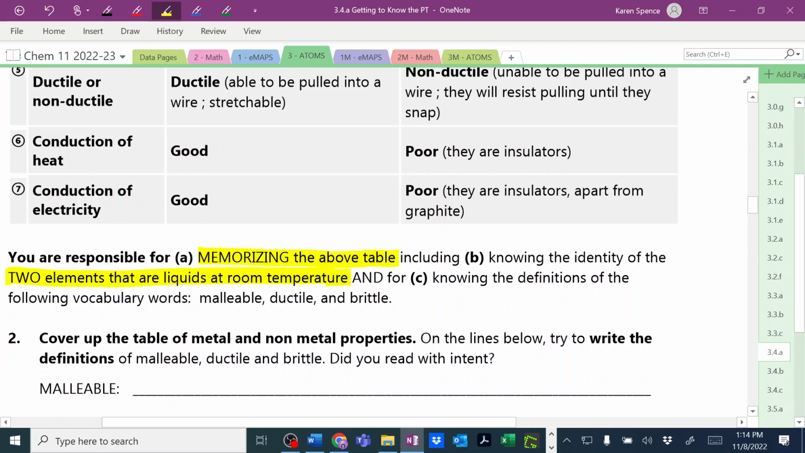And you are responsible for knowing the definitions of malleable, ductile, and brittle. I'm not going to have you do this now. Sorry, there was a question. I think as long as you know the one, it's okay to just be like non-ductile. It is the opposite. Yes.